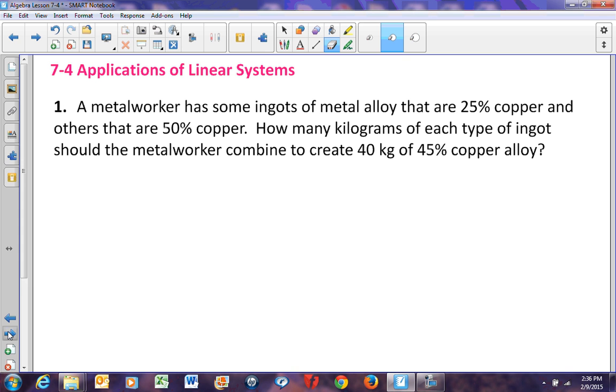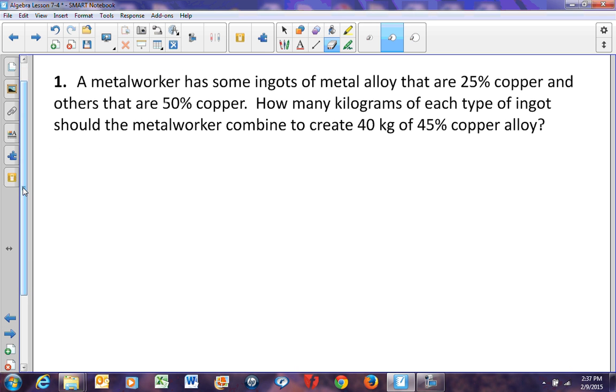Let's take a look at a question here. A metal worker has some ingots of metal alloy that are 25% copper and others that are 50% copper. How many kilograms of each type of ingot should a metal worker combine to create 40 kilograms of a 45% alloy? This is what I know. I have some copper at 25% and some at 50%. I know I need to get it at 45%. Do I know how much copper at 25% and how much copper at 50%? No, that's what I'm asked to solve for.